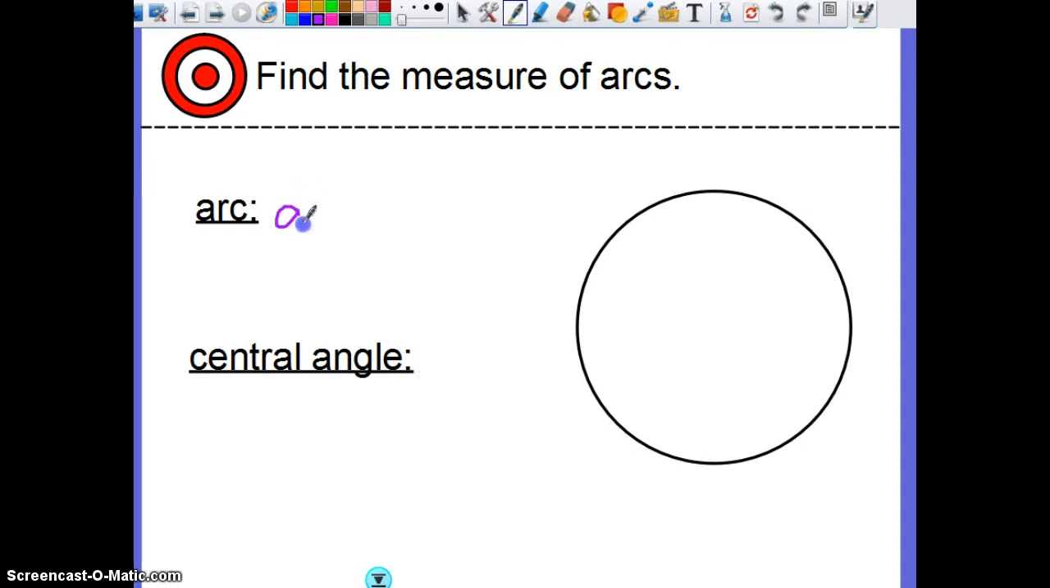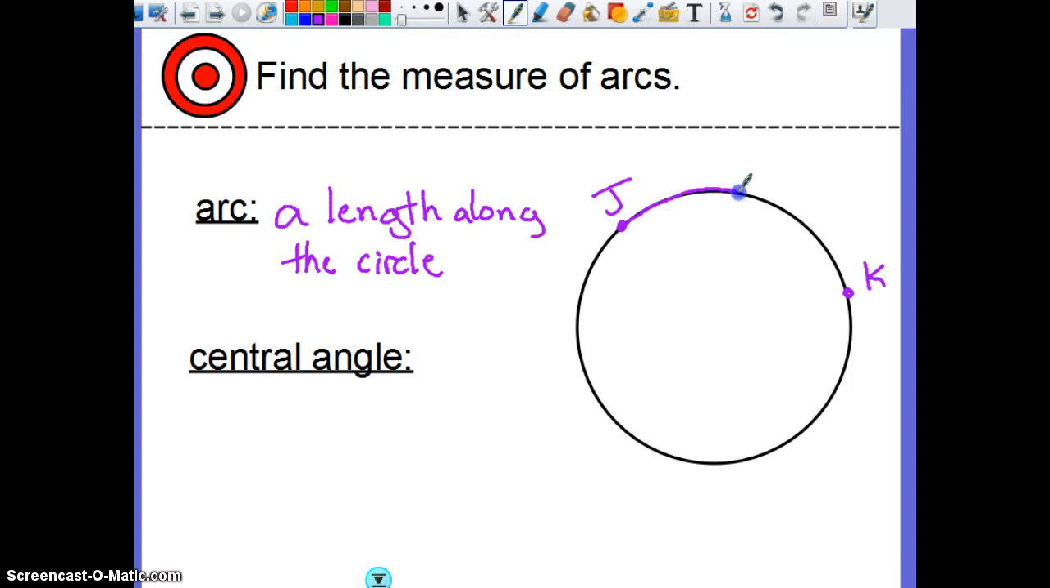An arc is a length along the circle. If you're looking at my circle over here, I can pick any 2 points. Let's say I pick this point and this point, this would be J, and maybe this is K. If I go along the circle between J and K, that is an arc. I name those with a little half circle on top of them, so I would name that arc JK with a little arc above them.